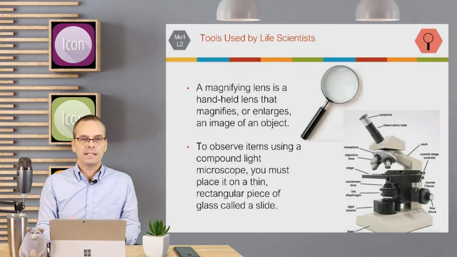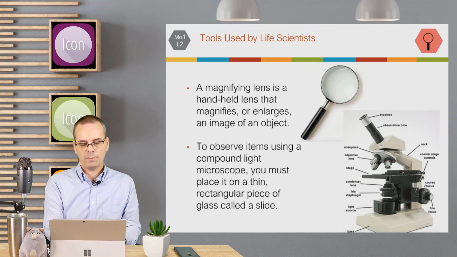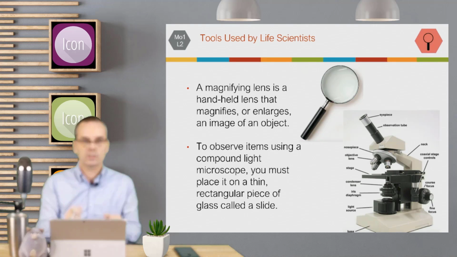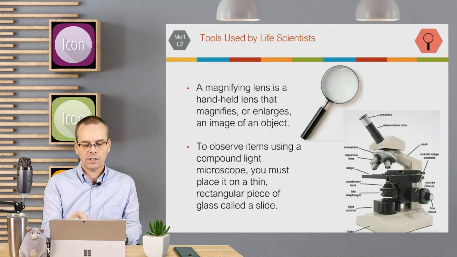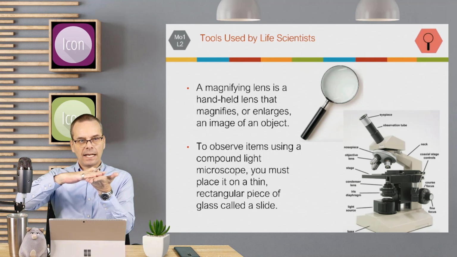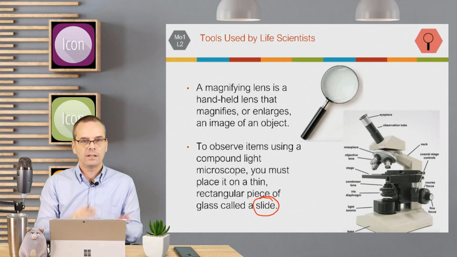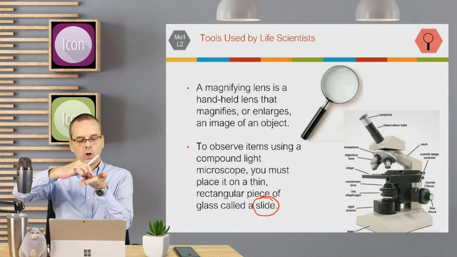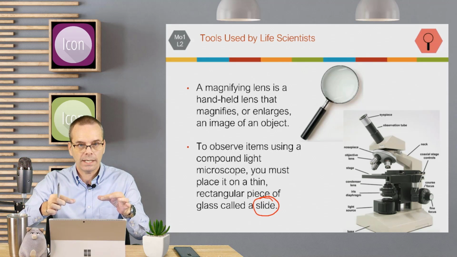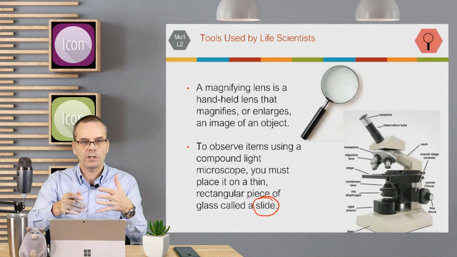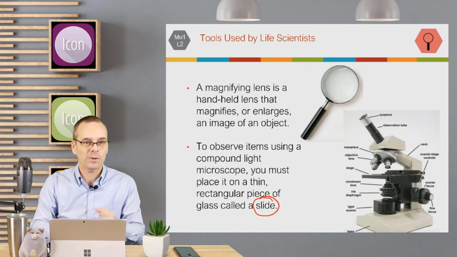All right? Now, the other thing is, remember that when you're looking at something on a microscope, like a compound light microscope, you have to place it on a little thin piece of glass, and we call that piece of glass a slide. So you have to place your specimen on this slide and then put it into the microscope. All right? So if the teacher says, "Where is your slide?" now you know what they're talking about.